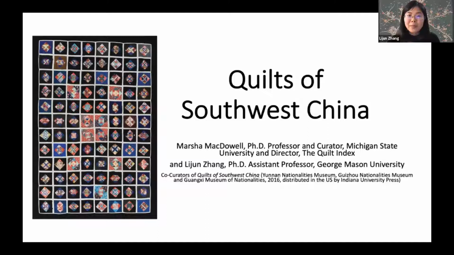So in Southwest China, textile artists associated with a variety of ethnic nationalities piece and applique fabric together to form artistic and functional work, including those intended as bed coverings. This presentation will draw on documentation on historical and contemporary work that was included in a 2016 exhibition and accompanying publication, Quilts of Southwest China. The project was funded by a grant from the Luce Foundation, conducted under the auspices of the American Folklore Society and the China Folklore Society, spearheaded by the Yunnan Nationalities Museum and the Michigan State University Museum.